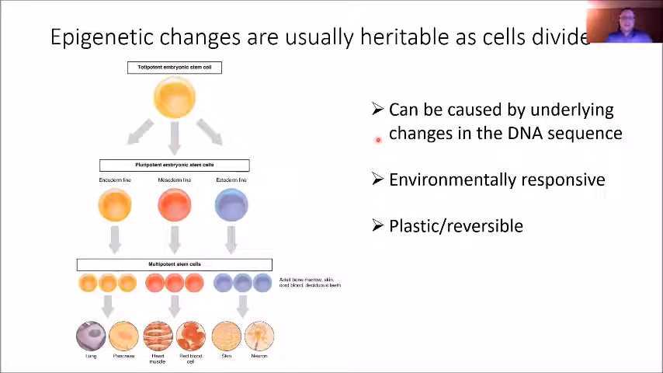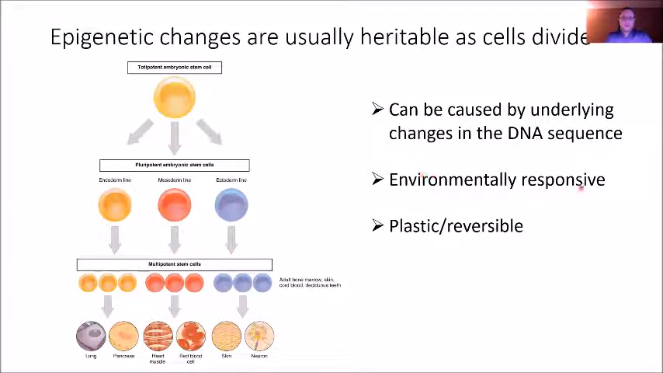The causes of these epigenetic changes can be underlying changes in the DNA sequence. There are genes whose function is to, for example, add DNA methylation or remove DNA methylation. If you have a gene that's supposed to add DNA methylation and you have mutations so it's not working properly, then you're not going to be adding it where you're supposed to.